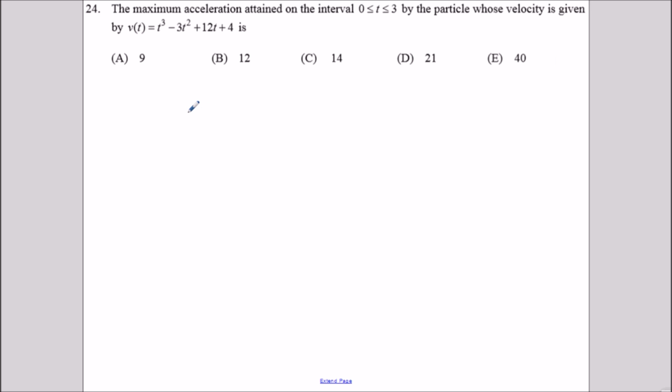Okay, for this question, we want to find maximum acceleration on the interval from 0 to 3 when we know the velocity function. So to maximize a function, we need to take the derivative of the function to be maximized and use the closed interval method. So the first thing we should do is find the acceleration, which we do power rule on velocity, and we're going to get 3t squared minus 6t plus 12.